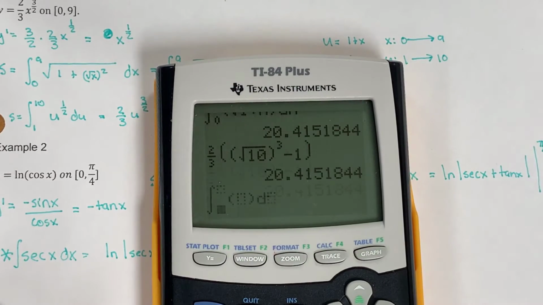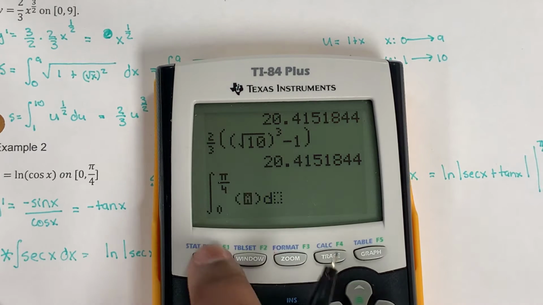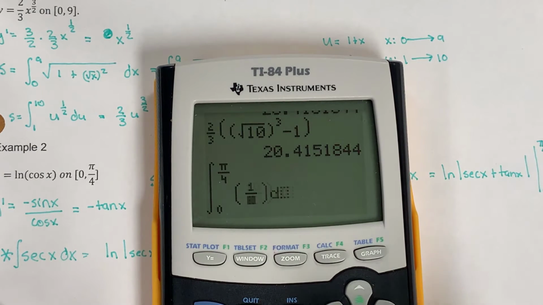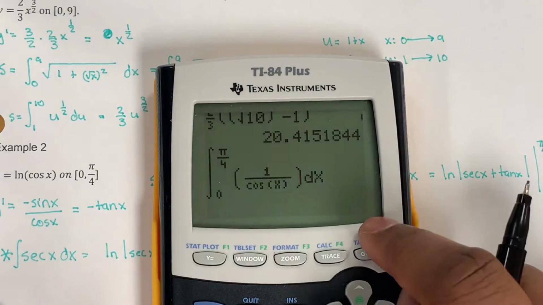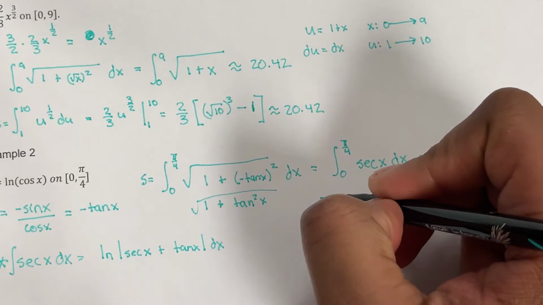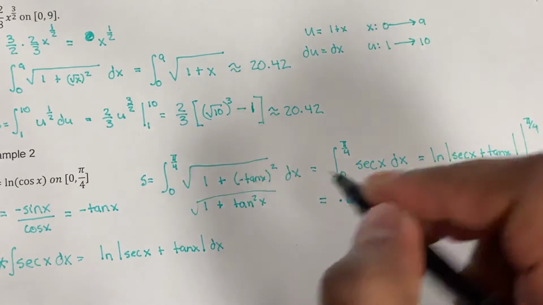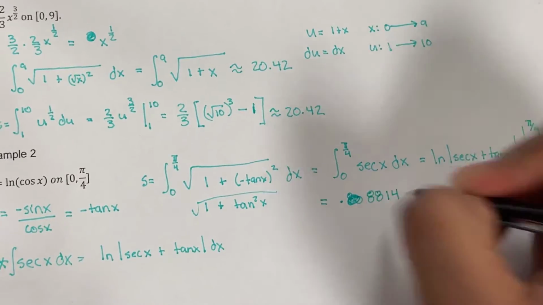So we're going to do math 9, and we're going from 0 to pi over 4. And since the TI doesn't have a secant, we're just going to do 1 over cosine instead. So 1 over cosine x. And now's a good time to tell you to make sure your calculator is in radians. You should get 0.8813. So this integral equals 0.8814, I'm sorry, not 13, 14.